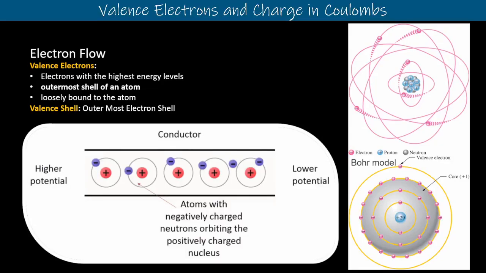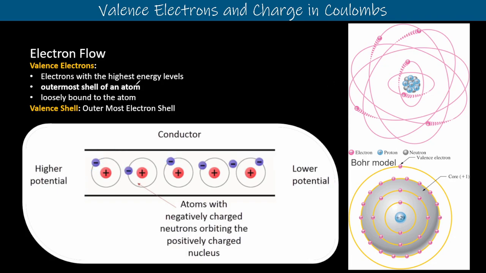Hello and welcome. In this video, we're going to talk about valence electrons and how that relates to the charge in coulombs. The valence electrons are what we talk about when we say that the electrons flow, right? And the valence electrons are the pieces that flow, and they're going to represent these little blue icons that we have across here with the negative symbol on them.